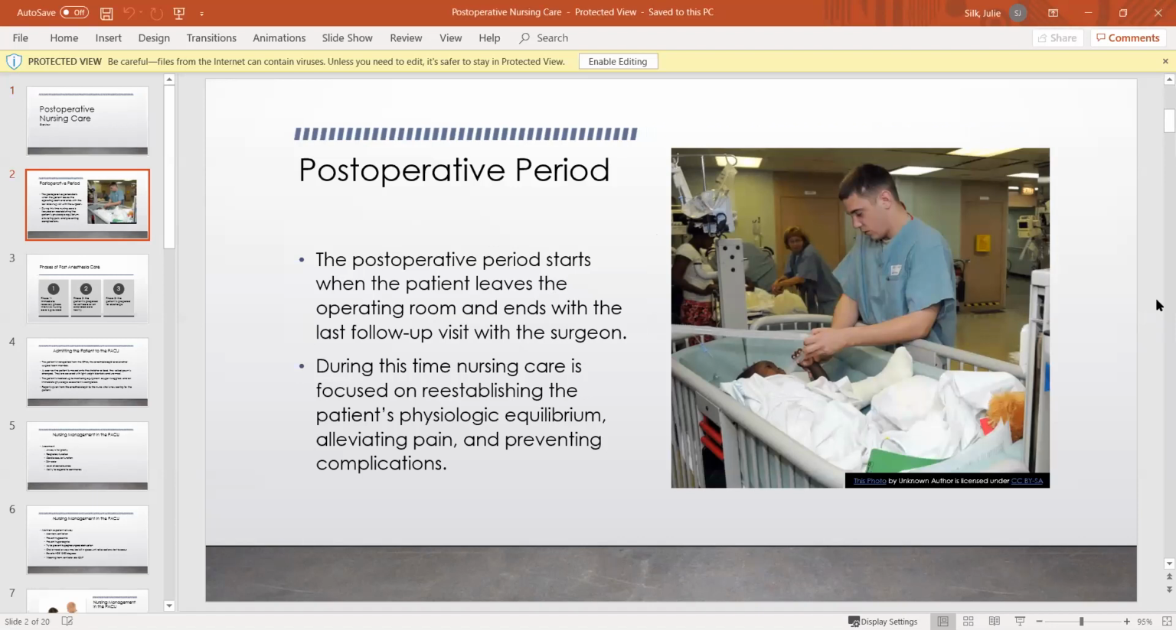Okay, so remember the post-op period starts when they come out of the OR to you, when they get in your recovery room, and it lasts all the way until their follow-up appointment. So it's kind of a long period of time. During this time, your care is focused on trying to restore their equilibrium, getting them back to normal as much as possible. You're trying to deal with any complications they might be having, and then alleviate their pain as much as you can.